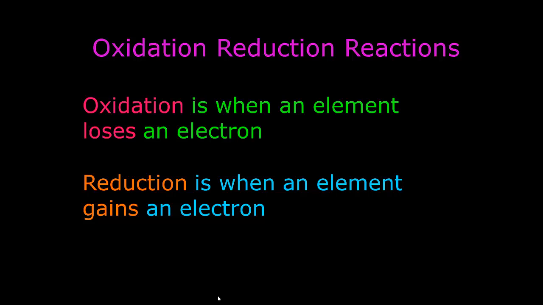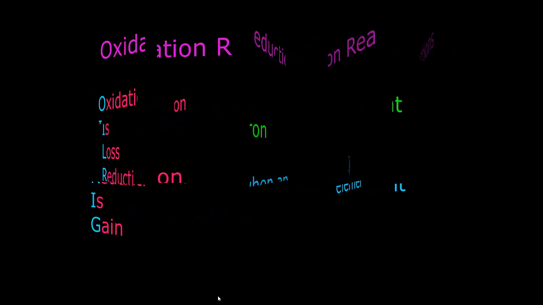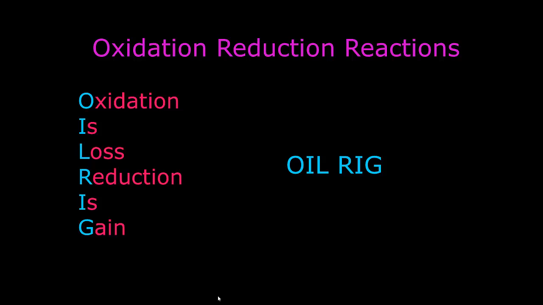Now our second set of reactions is our oxidation-reduction reactions. Oxidation is when an element loses an electron, and reduction is when an element gains an electron. Now a good acronym for this that I would like for you to memorize if you have trouble memorizing which one is oxidation and reduction, as far as electrons gaining and losing.